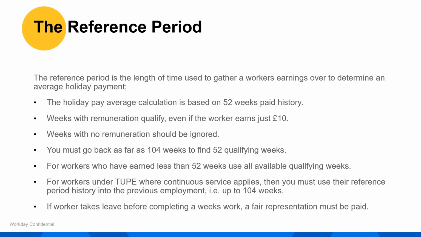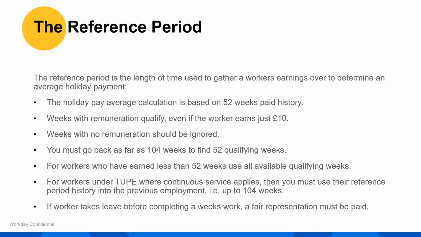So maybe you start your count back, you've gone back 20 weeks, and then you find a block of 30 weeks because perhaps the worker's been out on a long unpaid absence. Then you would discount those 30 weeks and continue your look back around week 51 and carry on marching back. 104 is the maximum amount of time you should go back. If you only find 1 week in that period, you only find 1 week, but you have to look for 52 good weeks. For workers who have earned for less than 52 weeks, use all available qualifying weeks. So if they were hired 10 weeks ago, or 20 weeks ago, we use what's available.